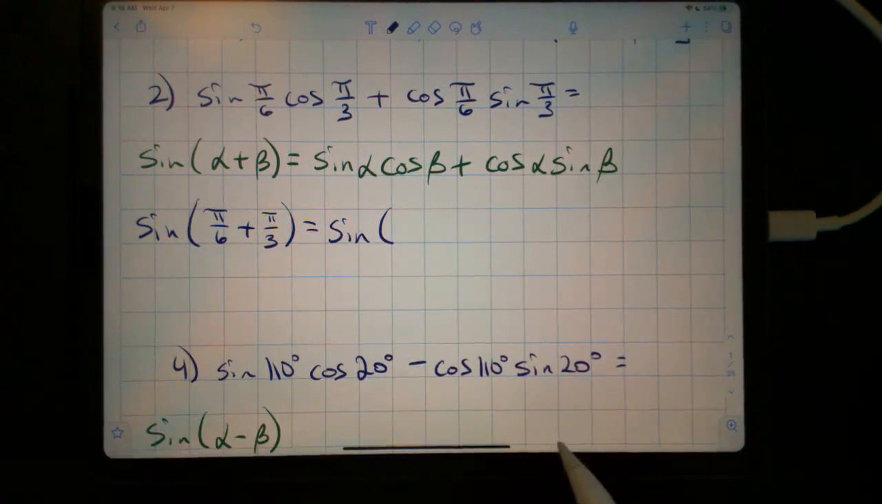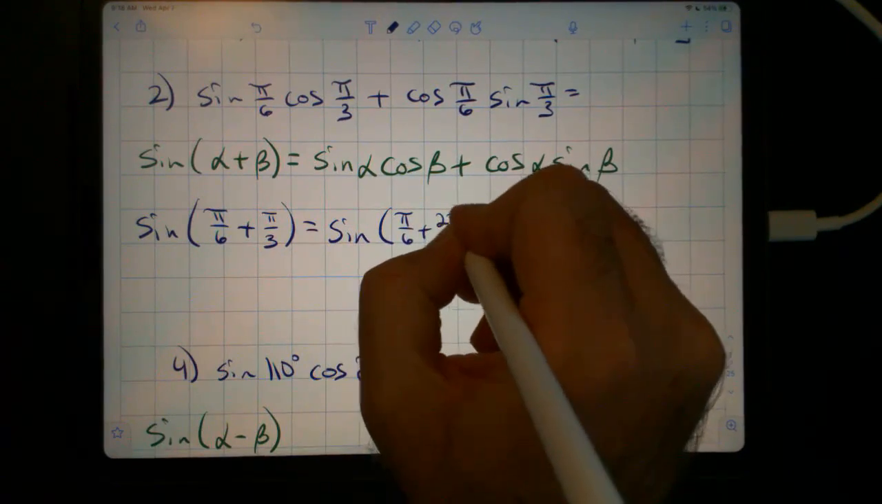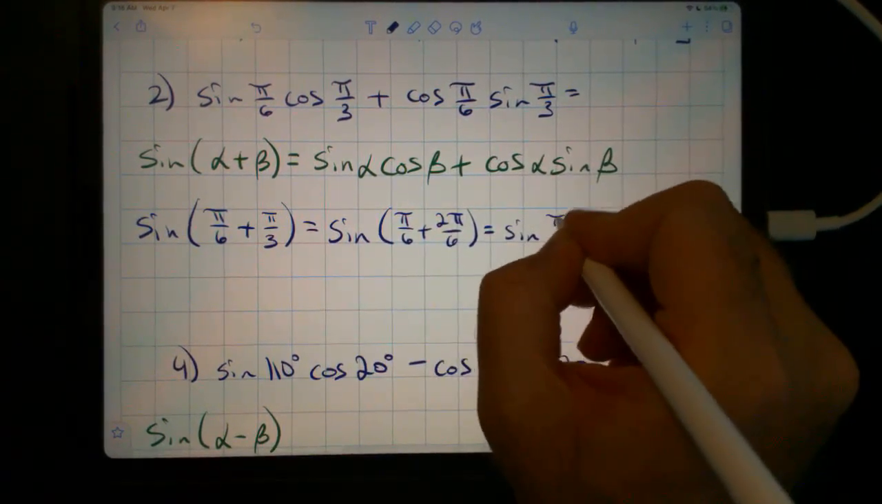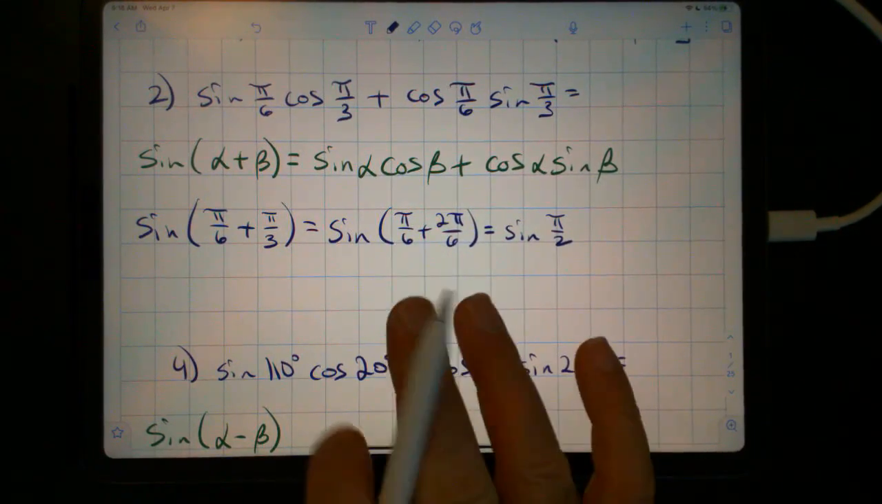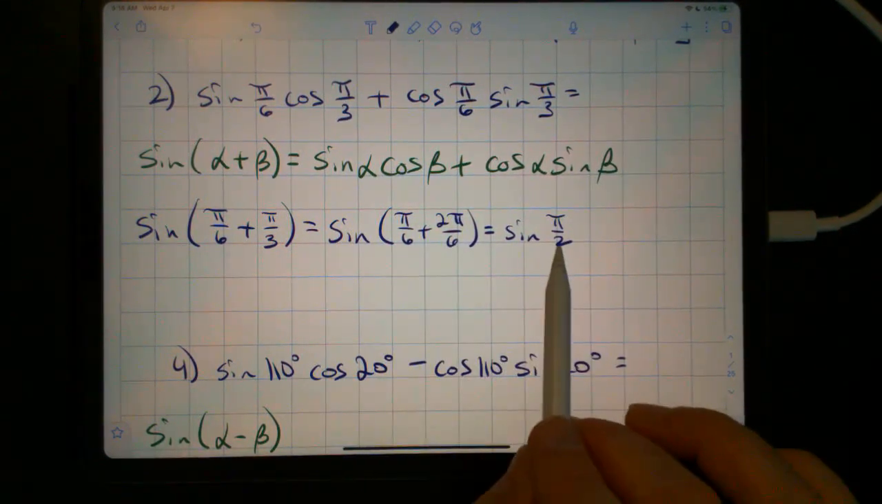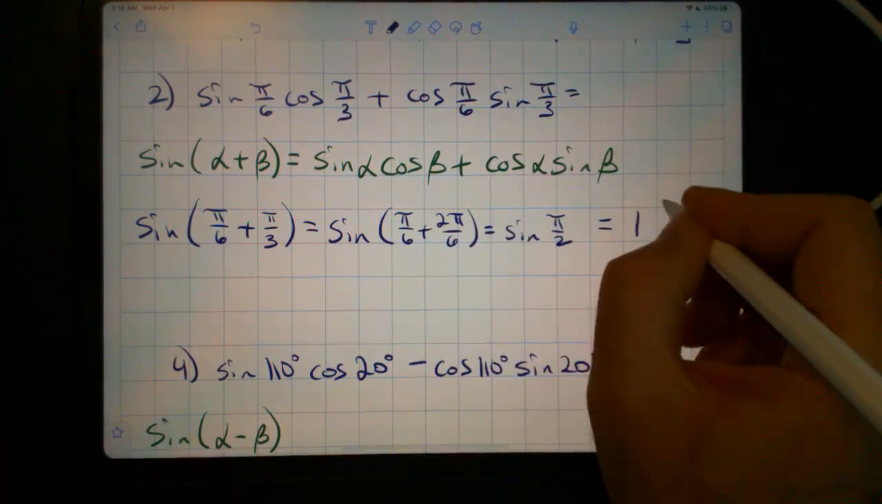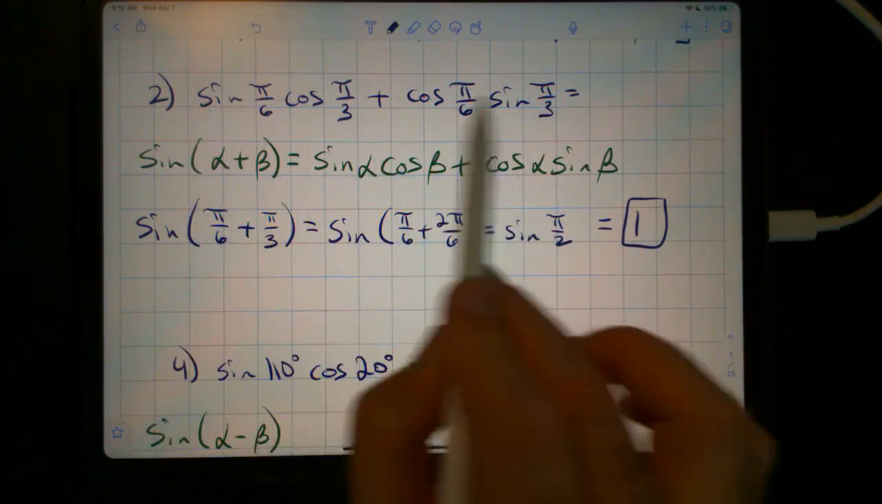When you're adding fractions, you need the same denominator. One pi over 6 plus 2 pi over 6 is 3 pi over 6, simplifies to pi over 2. Sine of pi over 2 is 1. So there is another way to write the number 1.